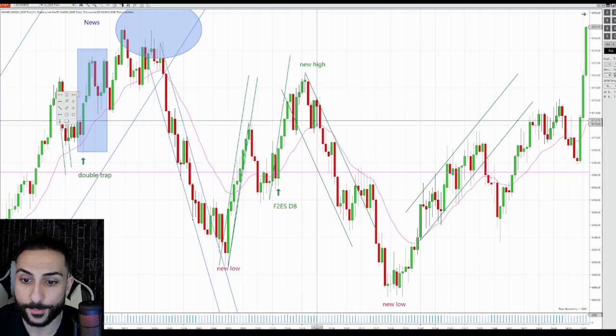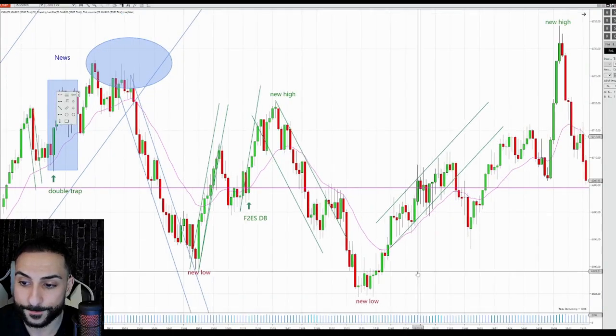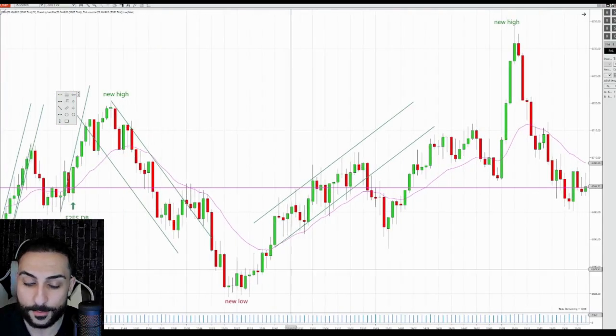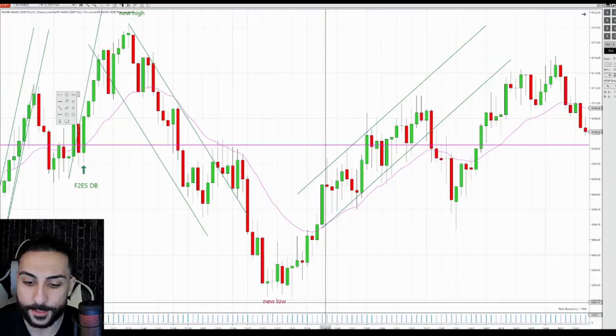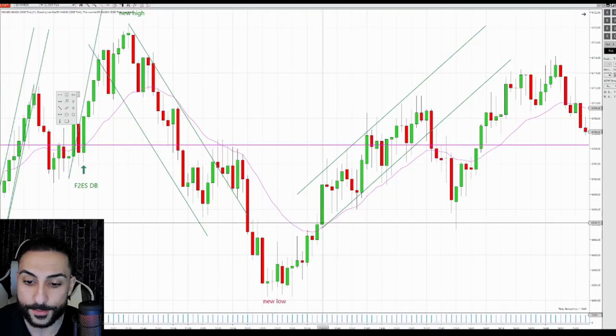And as you can see here, we corrected. For this downtrend, we broke. We made a new low. After we made a new low, same thing. I'm looking for a reversal pattern. I'm looking for a failed second entry short above EMA.